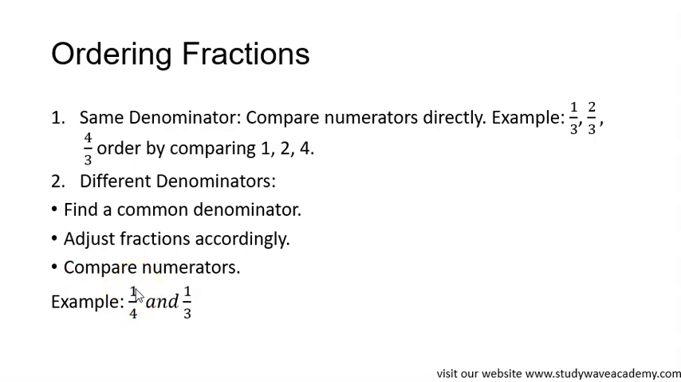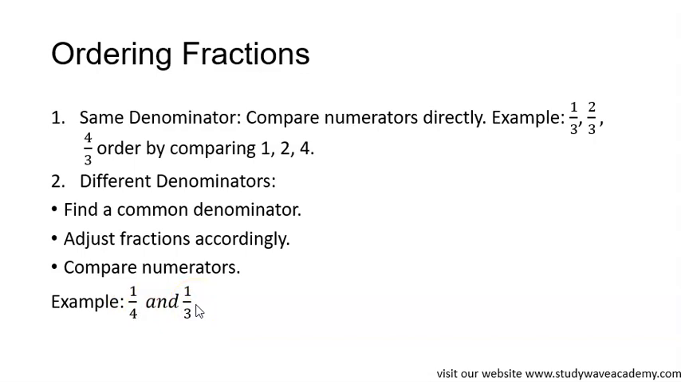Here we have an example, 1/4 and 1/3. We can see that the denominators are different, right? The denominator here is 4 and the denominator here is 3. So we have to look for a common denominator. That means we are looking for their LCM, their lowest common multiple. And the lowest common multiple of 4 and 3 is 12, right?